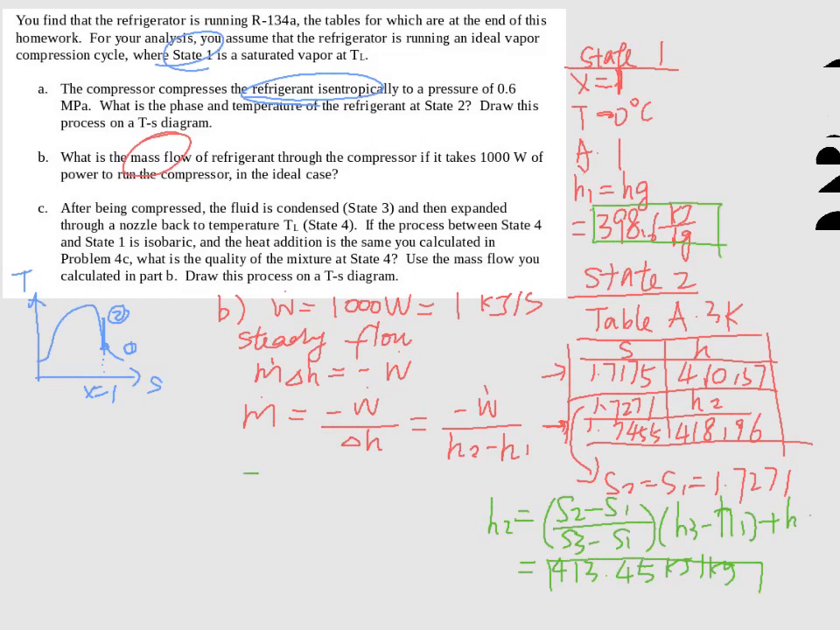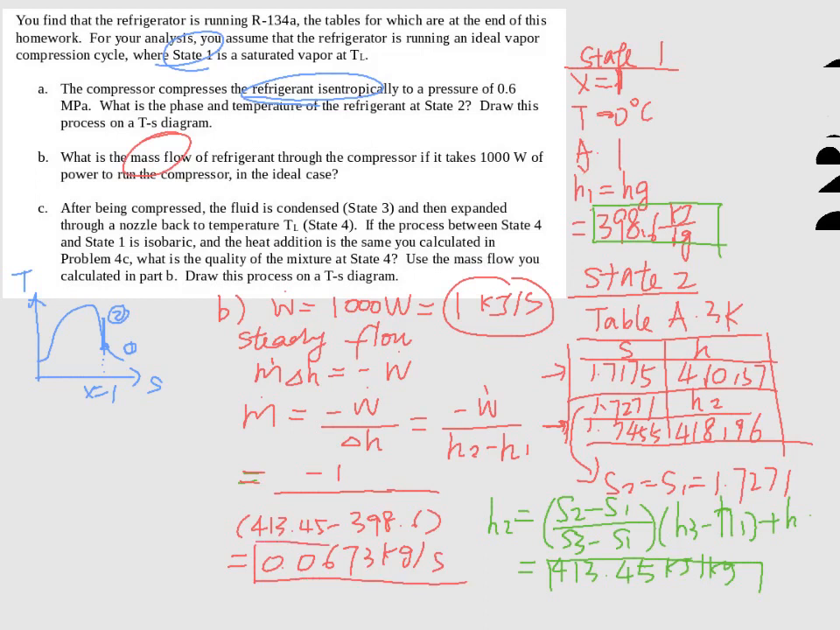We can plug in to our steady flow energy equation. So it's just negative 1. Remember, we already converted the unit earlier, so we can just directly plug in our values for 13.45 minus 398.6, and this will give us the mass flow rate, which is 0.0673 kilogram per second. Alright, so this is part B.